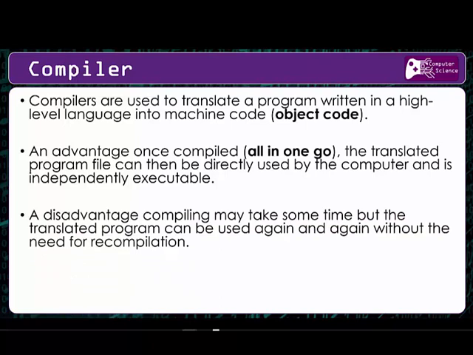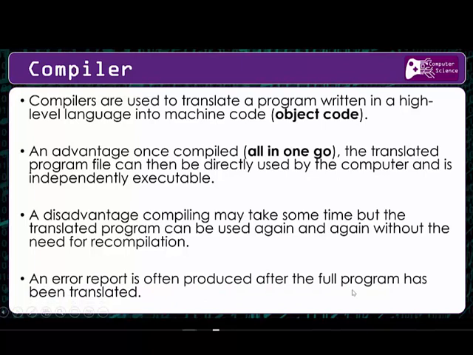Downsides are that a compiler does take time to compile, because as we said, it's compiling everything in one go. And then once it's compiled it, if there's an error, you need to recompile it again, and it keeps on going until such time that there are no errors before it runs a single line of code. As I said, errors are reported, but only after the whole program is translated. So, in essence, what on earth does this actually look like?